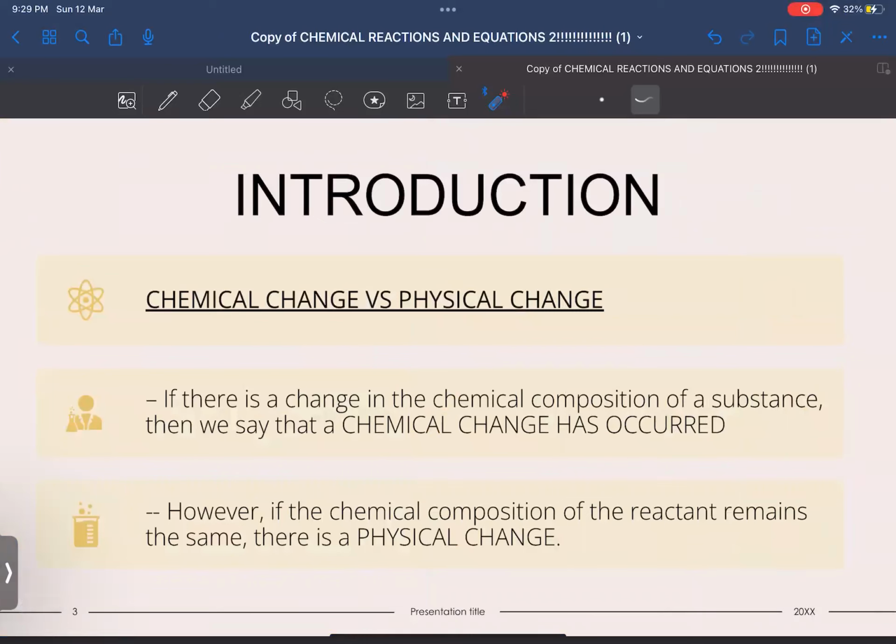So, chemical change versus physical change. Why do we need to know chemical change versus physical change? To understand a chemical reaction, we need to know what is a chemical change. If there is a change in the chemical composition of a substance, then we say that it is a chemical change. But if the chemical composition of the reactant remains the same, it is a physical change. Now, if we properly know how to identify chemical changes, then we can identify when a chemical reaction and a chemical equation occurs, and this makes our chapter very simple.